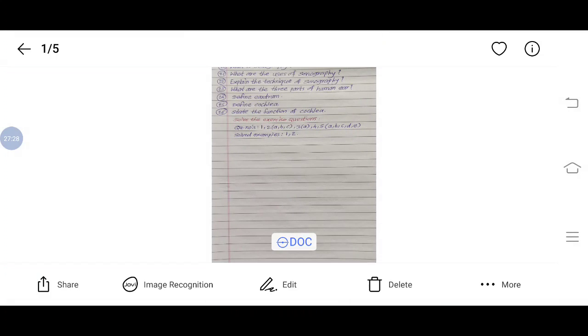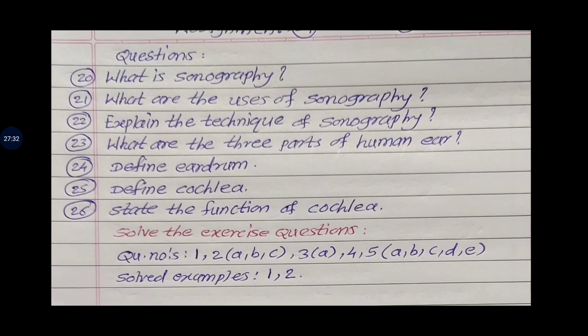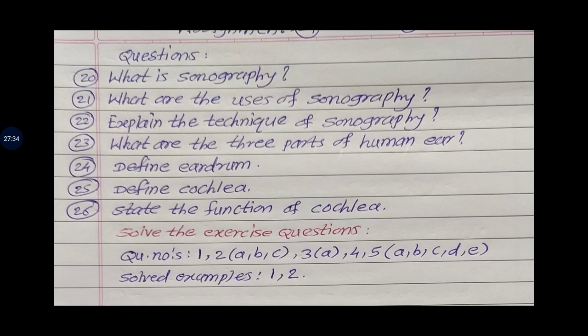Now see there. This is your assignment number 24. What are the different questions? What is sonography? What are the uses of sonography? Explain the technique of sonography. Clear? What are the 3 parts of human ear? So write down the names. Define eardrum, define cochlea, state the function of cochlea, and solve the exercise questions.